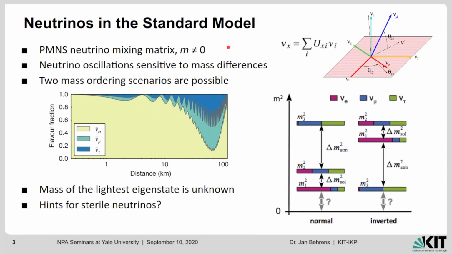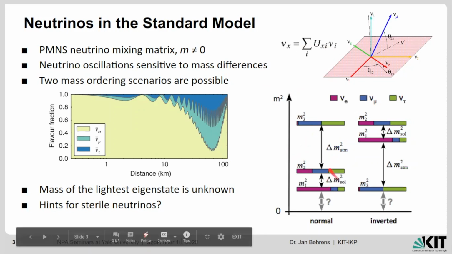We know that neutrinos in the standard model have a mass of 0, but of course from oscillation experiments we know that the mass is not 0, and therefore we have the PMNS neutrino mixing matrix, where we have 3 mass eigenstates and 3 flavor eigenstates, and the mixing matrix describes these states. From neutrino oscillation experiments, we know the mass differences, and this is shown here.